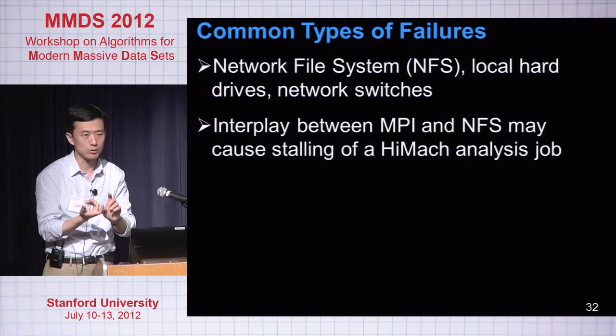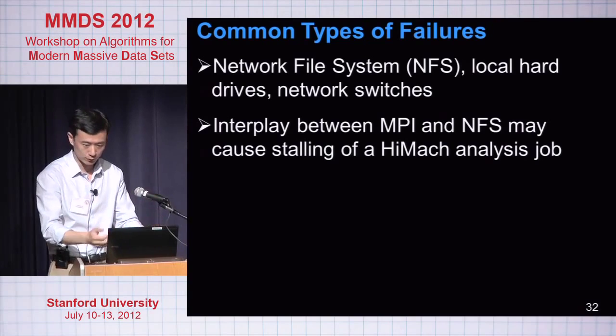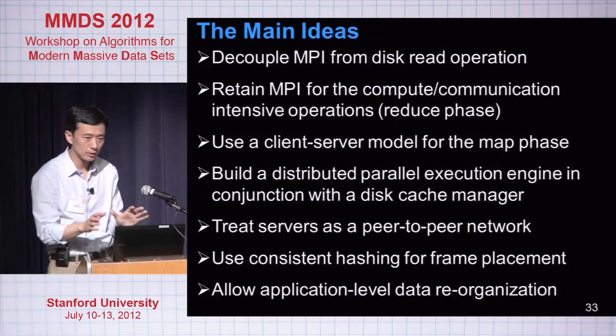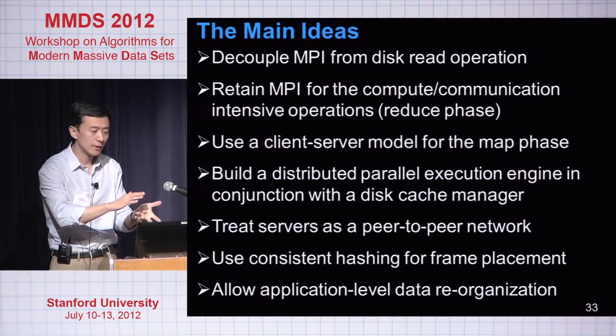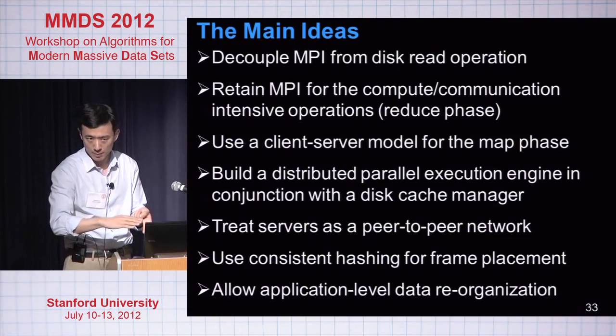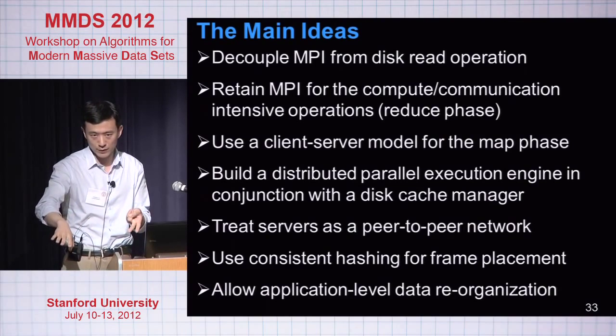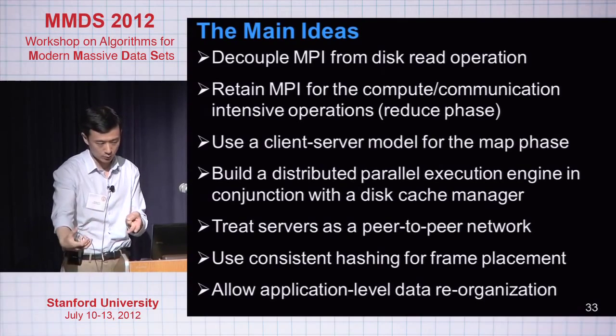So basically, you run into a case where it's not fail-stop. You just hang for no good reason. So here's the main idea of how we solve this problem. We want to decouple MPI from disk read operations, and we want to retain the capability of MPI at the reduce phase, when we actually encourage chemists to do more computationally intensive work.